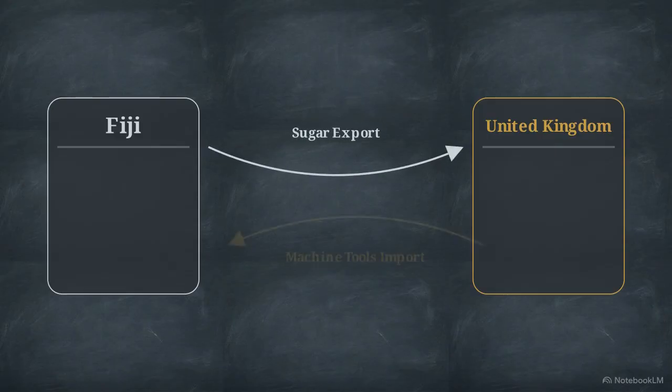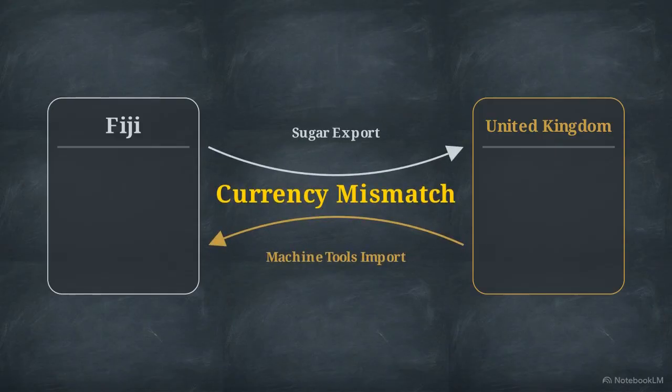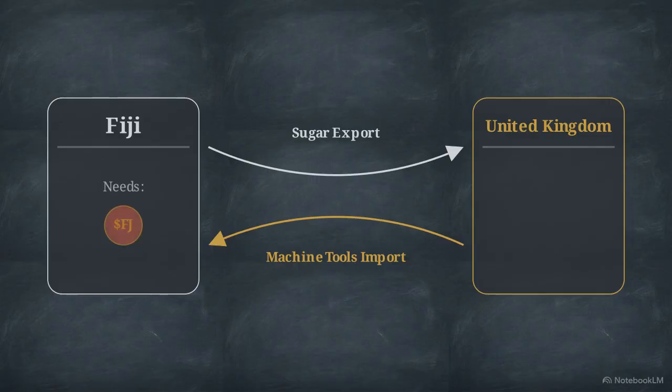If Fiji exports sugar to the UK and buys machine tools in return, there's a mismatch. Fijian workers need Fijian dollars, but British buyers hold pound sterling. To bridge that gap, those British pounds must be swapped for Fijian dollars.